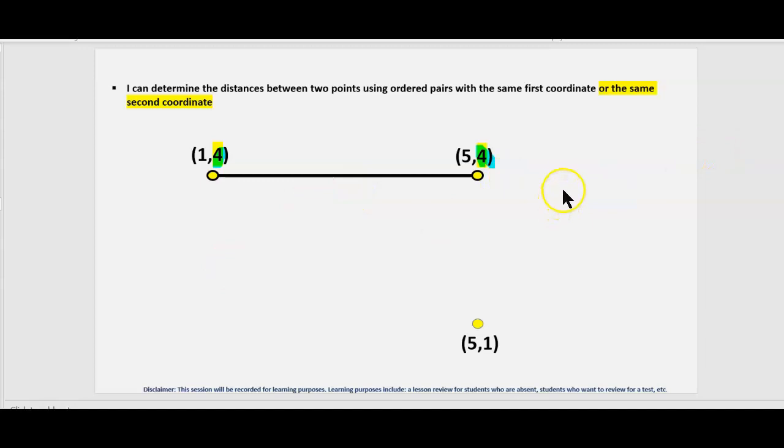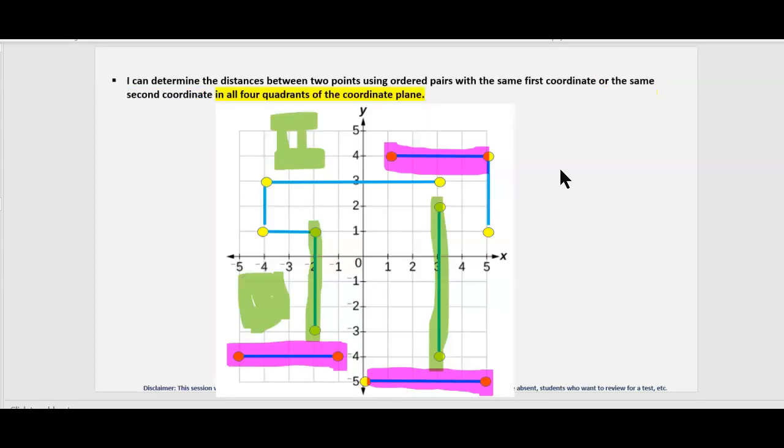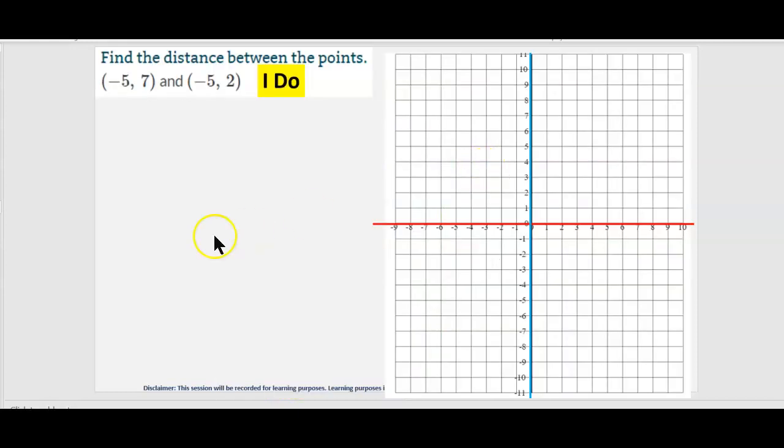Those are the only kinds of problems you'll be asked to find the distance for between points that have the same x or same y value. Okay. And between all four quadrants of the coordinate plane. So you could be asked, say, find from here to here, or from here to here, or from here to here, and here to here, and so on. You get the idea.